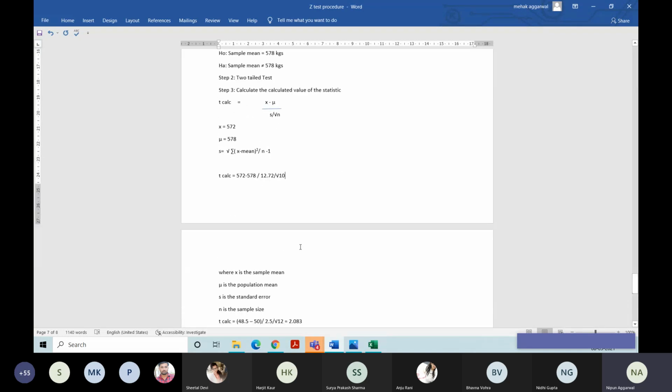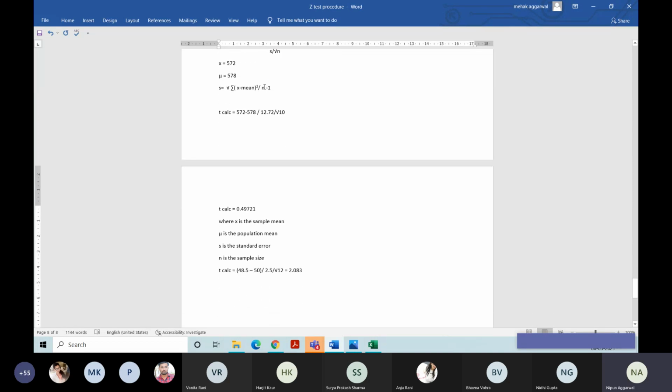Clear? So what is the value? T calculated is 0.49721. Ignore the minus sign, you have magnitude only. Repeat the value of T calculated: 0.49721. So that is your T calculated.